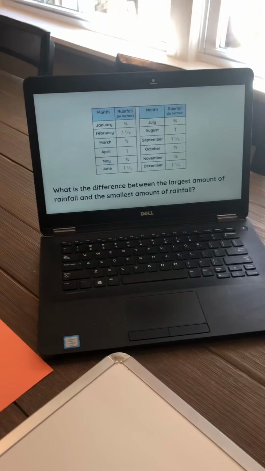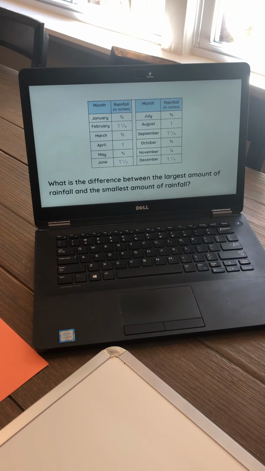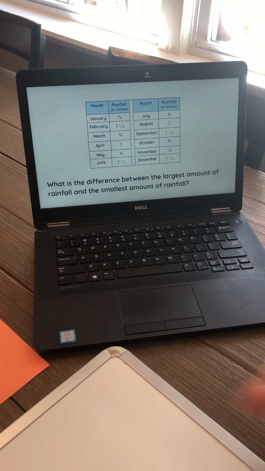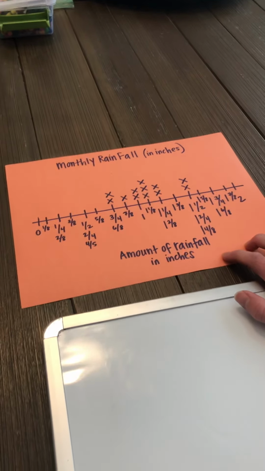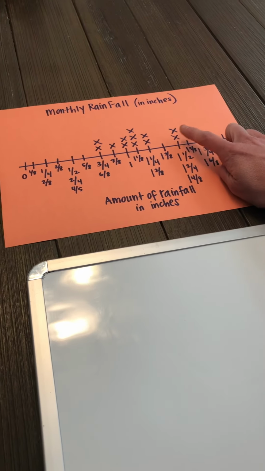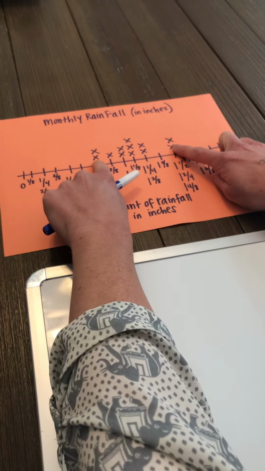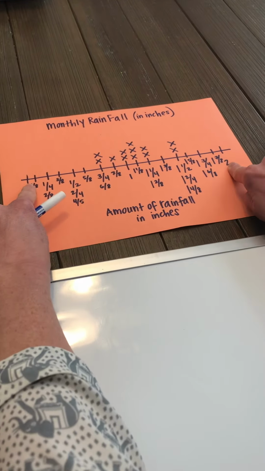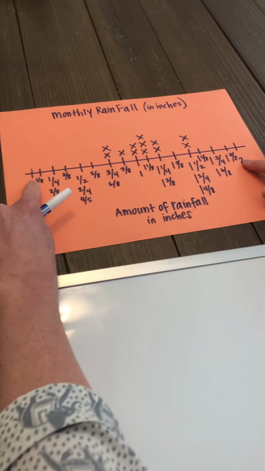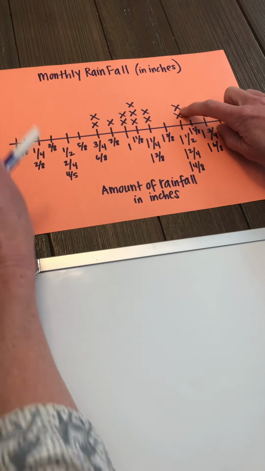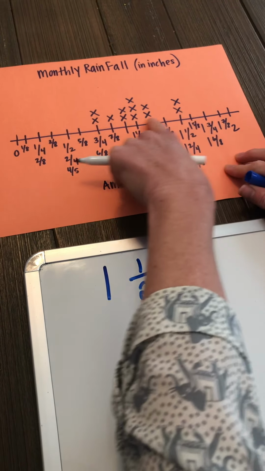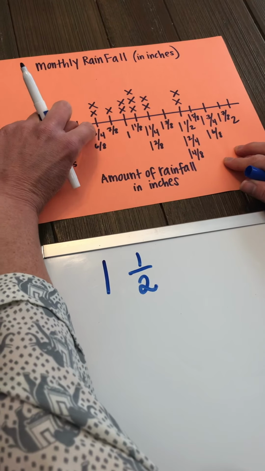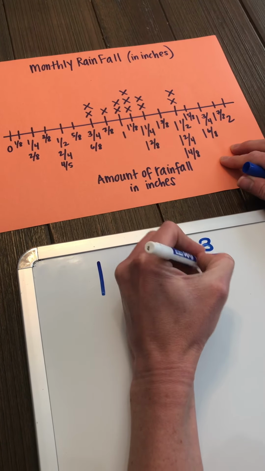So we're going to start here where our first question says, what is the difference between the largest amount of rainfall and the smallest amount of rainfall? So let's come back and look at our line plot. And it asks me for the difference between the largest amount of rainfall and the smallest amount of rainfall. We're not going to use these numbers on the end of our line plot because there was no data captured there. We know that the largest amount of rainfall that we had was 1.5 inches. We know the smallest amount of rainfall that we had was 3/4 of an inch.